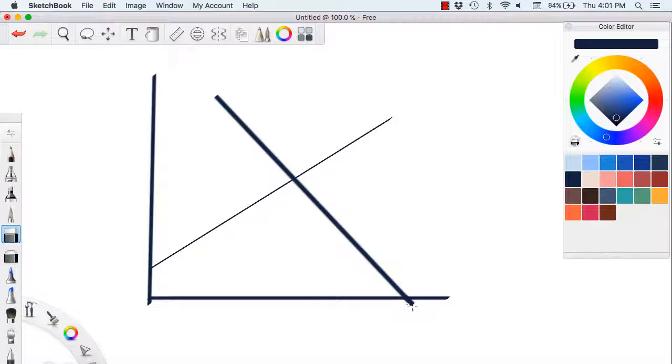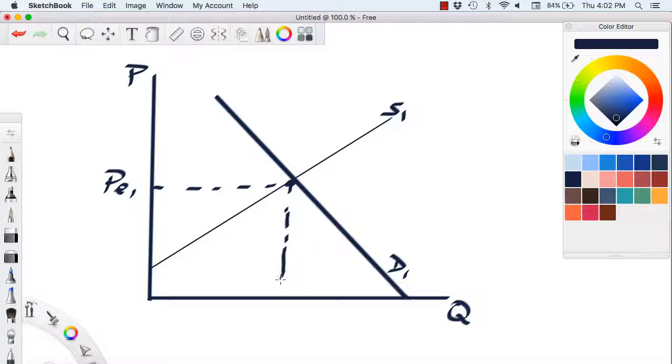We're going to clean this up a little bit. And here we are. And there we go. We'll label it up. So here's P. Here's Q. Here's S. Here's D1, S1. Here's the equilibrium price, PE1. Here's the equilibrium quantity, QE1. Is this product scarce? Yes, it is. Why is this product scarce?